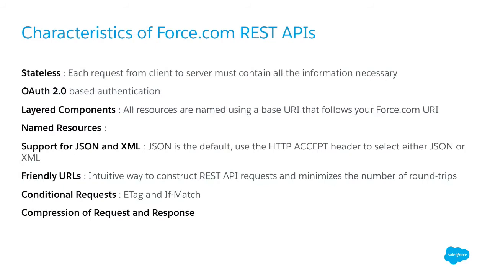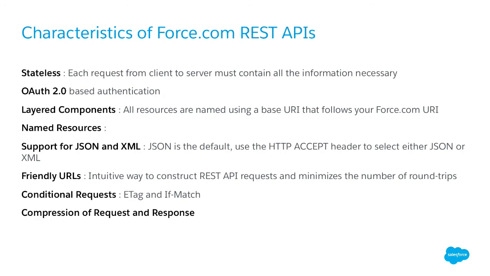So what are the characteristics of force.com REST APIs? Let me start from the top. The first and foremost is that it's stateless. So every request you make to a REST endpoint on force.com has to encompass all the information. Every new request you make doesn't know that there was a request made earlier. So if there was a request made earlier, you have to make sure you send the state from the client to the server.